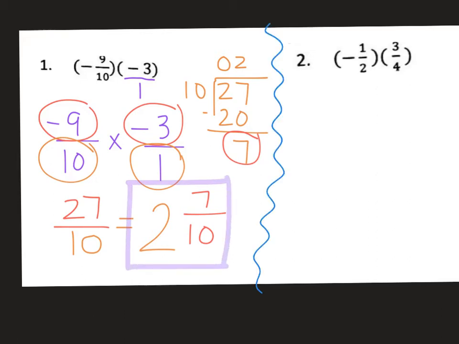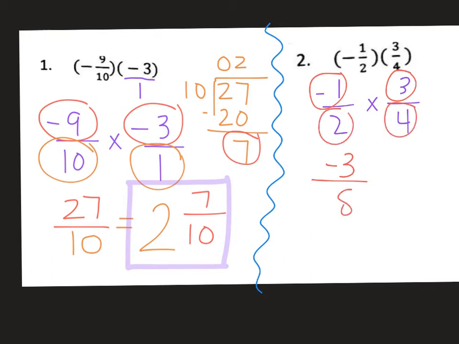For our next problem, we have two fractions. So negative 1/2 times 3/4. So same thing, same process. We need to multiply our two numerators. Negative 1 times positive 3 is negative 3. And then multiply our two denominators. So 2 times 4 is 8. Negative 3/8 is in simplest form. So that would be our final answer here.